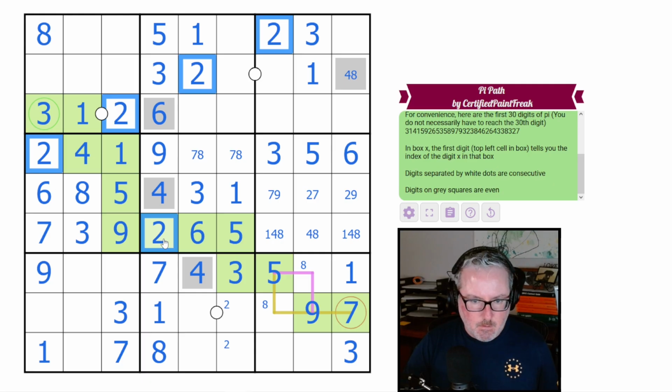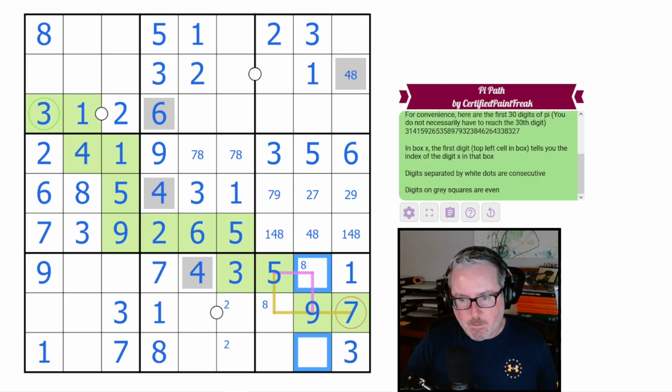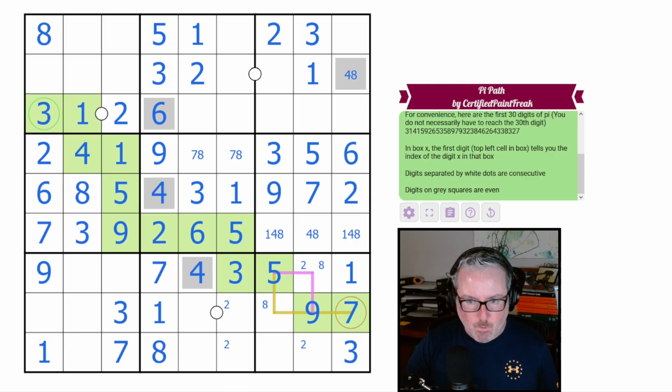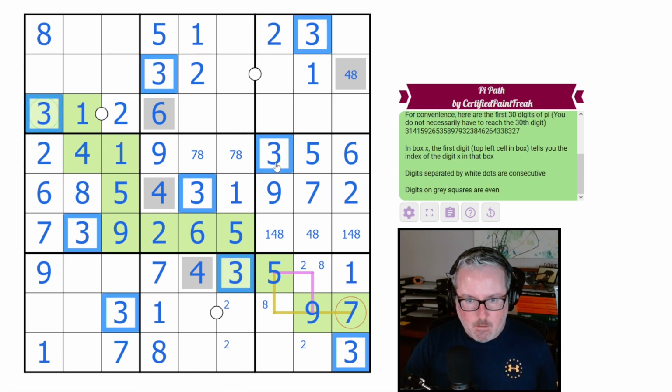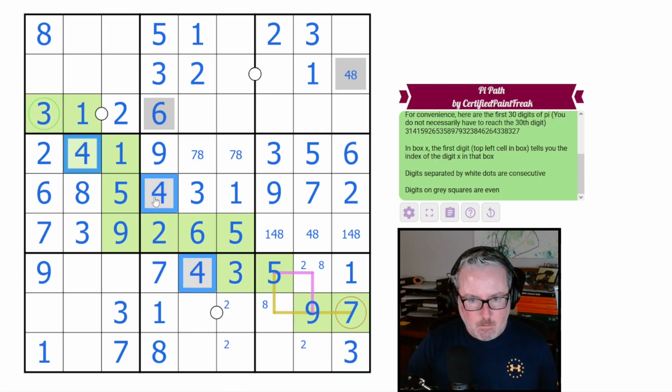Again, we have, I think, an X-Wing on 2s that we could work with. Well, it's not even really an X-Wing. Well, I guess we do have a 2 here, which looks up here. So 7, 9, and 2. What else? 3s? No. 4 has to go here. Why it's not seeing these very well for some reason.